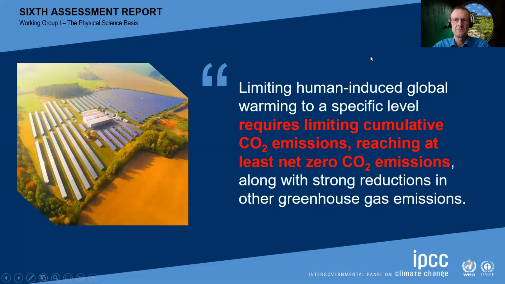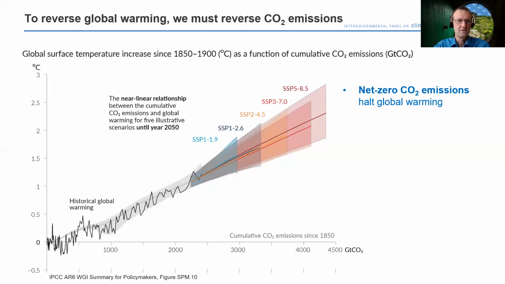So a key conclusion from the IPCC Sixth Assessment Report is that limiting human-induced global warming to a specific level requires limiting cumulative CO2 emissions, reaching at least net zero CO2 emissions, along with strong reductions in other greenhouse gas emissions. And that is, of course, simply a result of physical science. There's no political distribution or commitment in that. This is simply what the science tells us must happen.